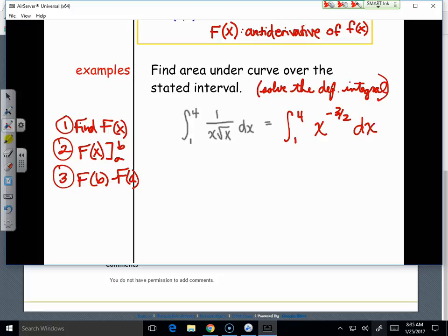Negative 1.5, which would be negative 3 over 2. Does that make sense? It's in the denominator, negative exponent. Oh, my Algebra 1 kids are hating negative exponents right now. It's so sad. They're like, oh, if you don't get this now, you're going to be in trouble.